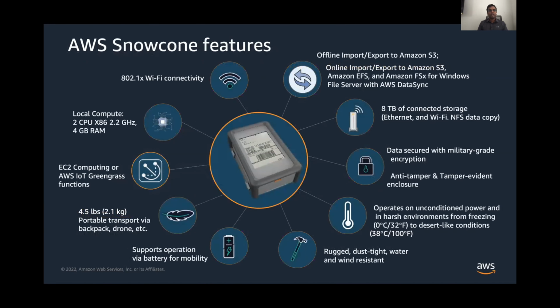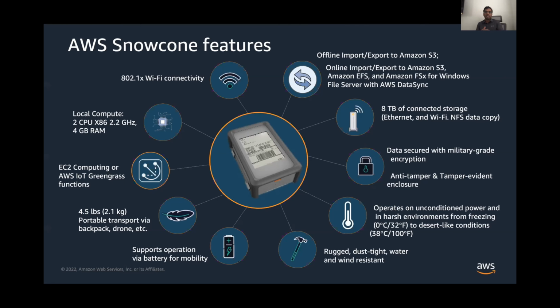I just want to go through the various features of Snowcone. When it was introduced, it took the concept of data movement from the Snowball Edge and the original Snowball, which is an offline import-export of data to Amazon S3 by shipment of a device. We can also import online with the Snowcone devices to Amazon EFS and Amazon FSx for Windows using the service called AWS DataSync. It supports Wi-Fi. You can run applications developed, like I mentioned, on EC2 or IoT Greengrass functions.